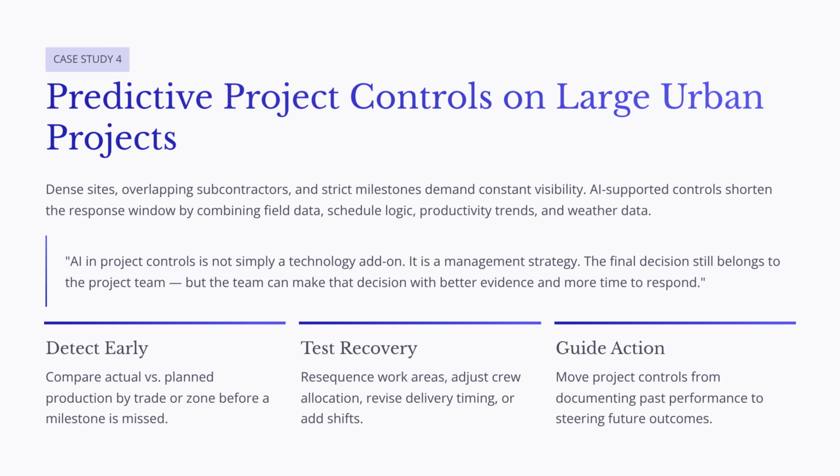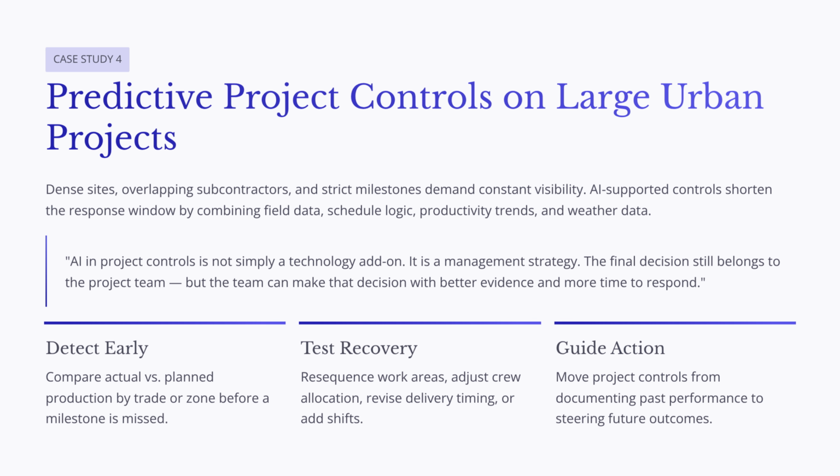AI-supported project controls help shorten that response window. They combine field data, schedule logic, productivity trends, weather data, and historical project information to provide earlier warnings. For example, the system may compare actual production rates with planned production rates by trade, zone, or work package. If drywall installation, MEP rough-in, or facade installation begins to fall behind the expected productivity rate, the system can alert the team before a major milestone is missed. The team can then test recovery options. They may resequence work areas, adjust crew allocation, revise delivery timing, add shifts, or change equipment use.